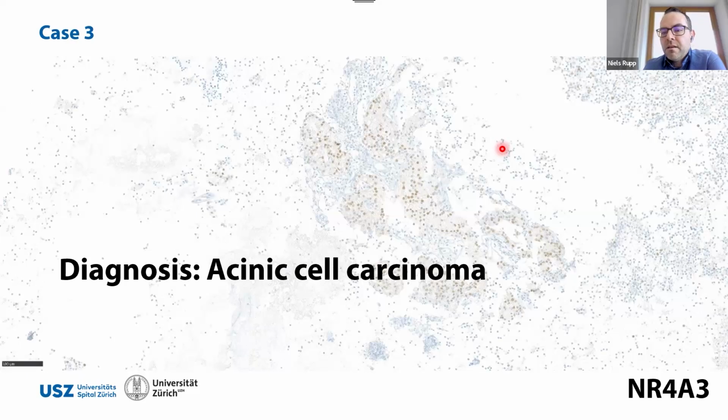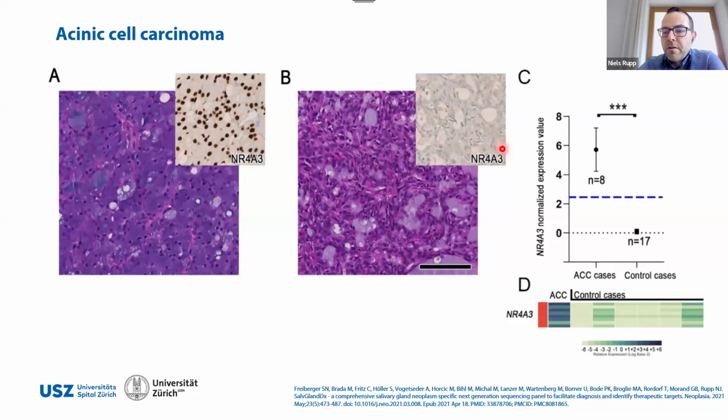Often it can be easy in the cytology specimen as well, but sometimes it can be difficult if there's only sparse material, sparse tumor cells, or if there's a high-grade transformation. So what about this gene? It's the NR4A3 gene, and it's upregulated in acinic cell carcinoma. Usually you can see here the nice nuclear immunohistochemical positivity for the NR4A3 protein, which is produced due to the upregulation. And as I said, it's very sensitive and specific for acinic cell carcinoma. And it should be negative in the control group here on the right side.